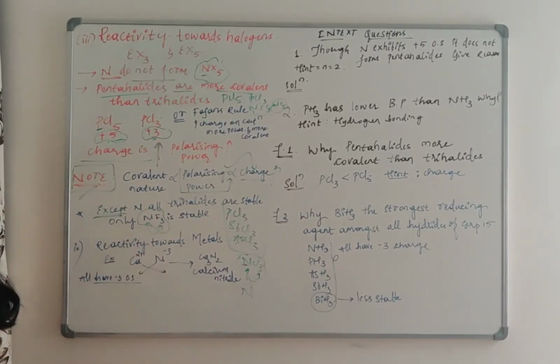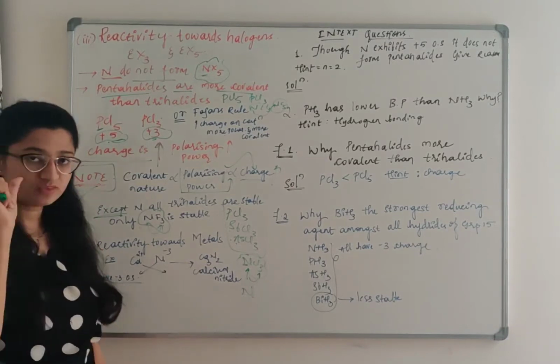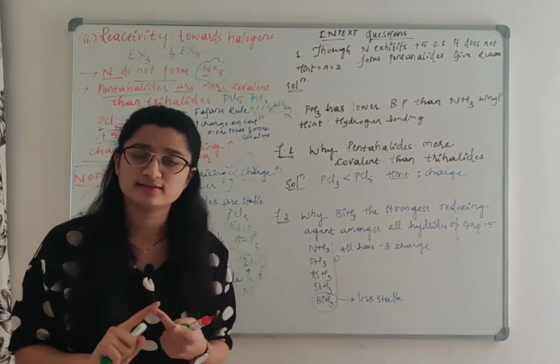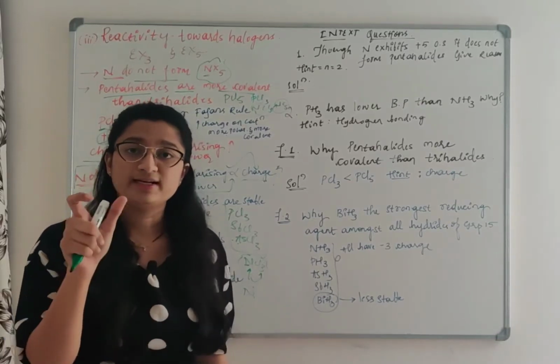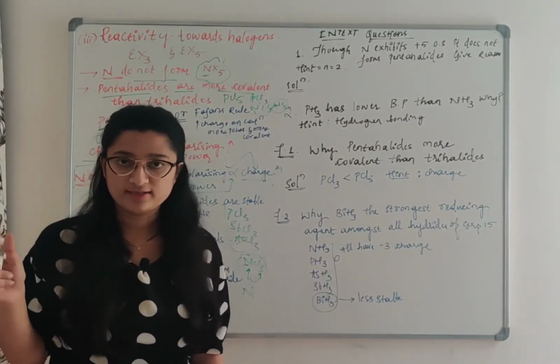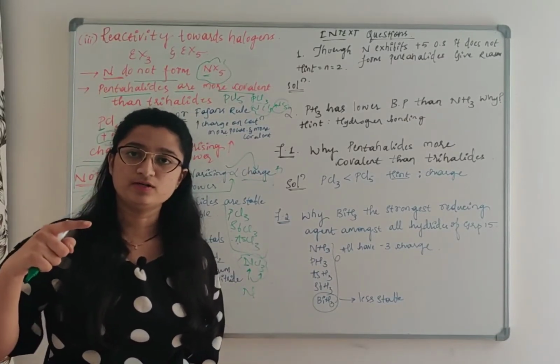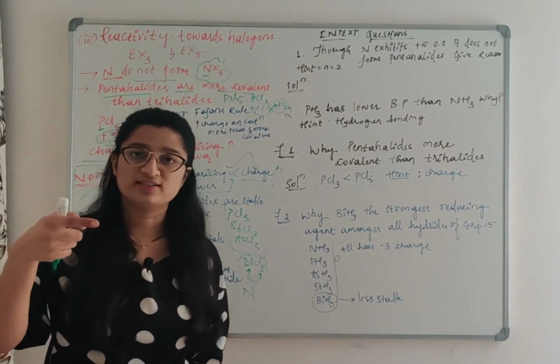What is important here is, in the case of reactivity towards halogens, they will form trihalides and pentahalides. The pentahalides are more covalent than the trihalides. What is the reason? Because of the increase in the polarizing power, that will cause the increase in the charge.